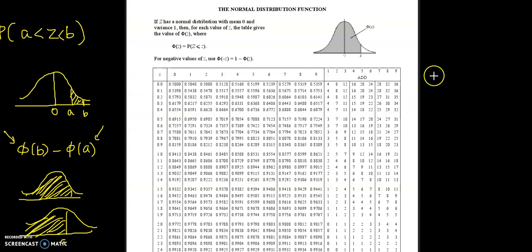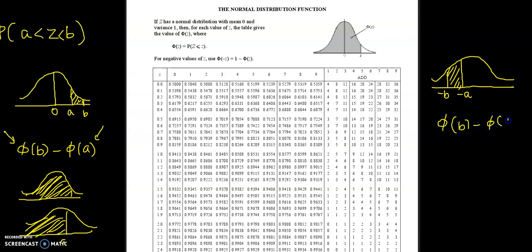Let's see what happens when A and B are negative. So you have both A and B values negative over here. A is more than B. Let's say A is first and B is here. So I'm interested in getting this region. Now do you see these two are exactly mirror images of each other? Whatever part is shaded over here is the same part that is shaded over here. And I will get exactly the same answer for this particular region. So it is phi of B minus phi of A.